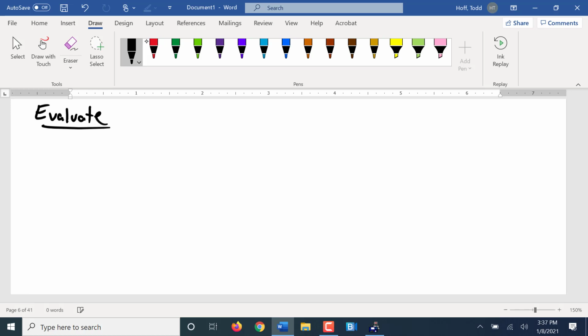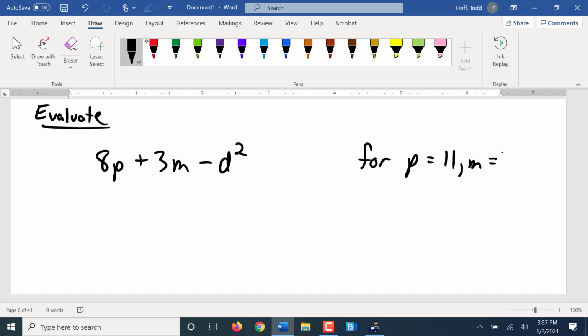So I might ask you to evaluate 8p plus 3m minus d squared for p equals 11, m equals 4, and d equals 3. So the evaluate means we have to replace the letters with the value that's given for them. We've given those values over here.